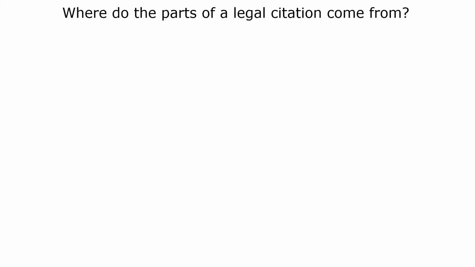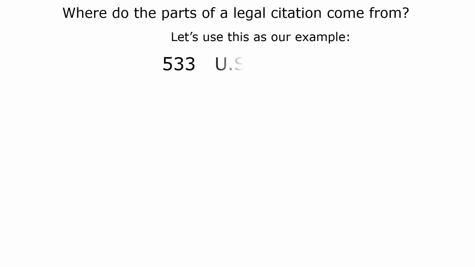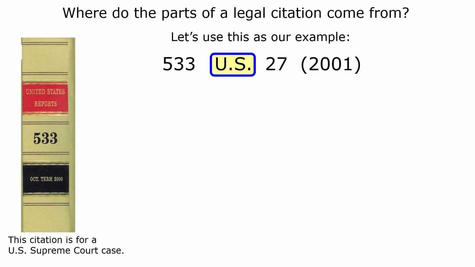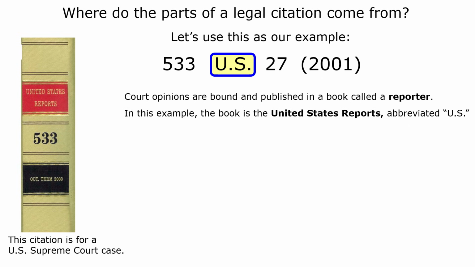Where do the parts of a legal citation come from? Let's use this as our example: 533 US 27 (2001). If we start with the stuff in the middle, we'll see the abbreviation US. This citation is for a US Supreme Court case, and this is what the book looks like. Court opinions are bound and published in a book called a reporter. In this example, the book is the United States Reports, which is abbreviated US.